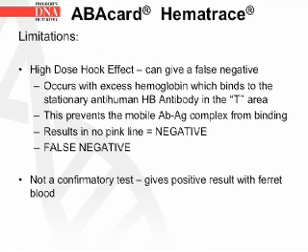Some important limitations of the ABA card hemotrace. The high-dose hook effect. This can give a false negative. This occurs with excess hemoglobin, which binds to the stationary anti-human hemoglobin antibodies in the T area. This prevents the mobile antibody-antigen complex from binding, and therefore results in no pink line, which will be read as a negative. This is an example of a false negative.